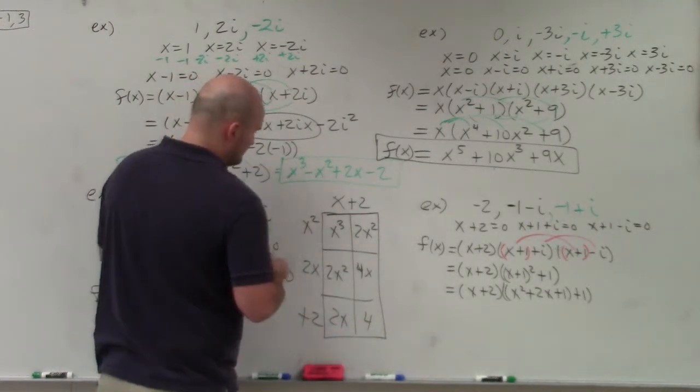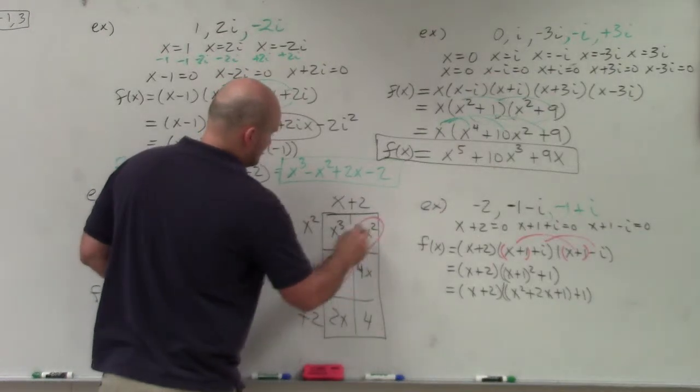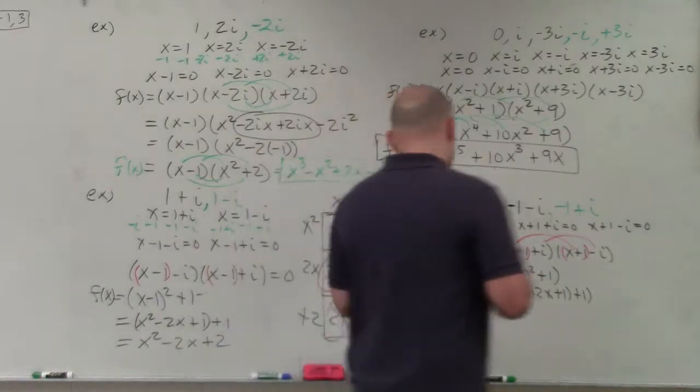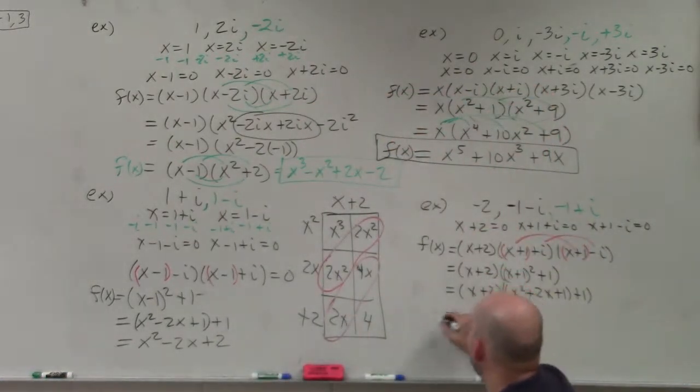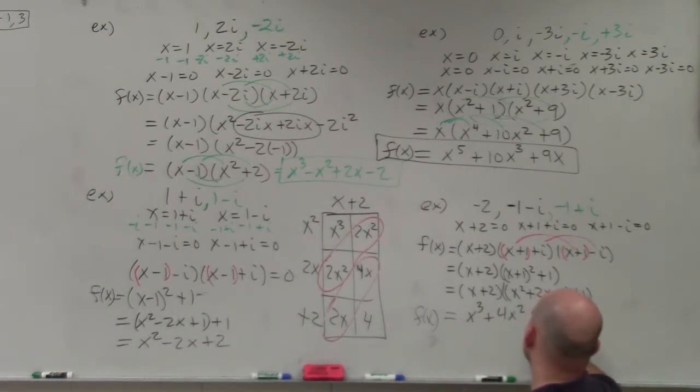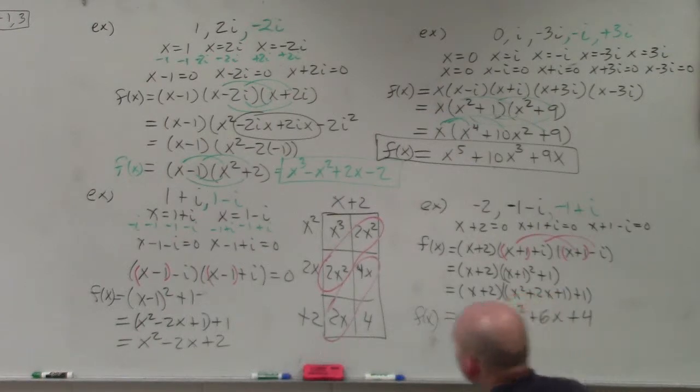So now I combine my like terms here. And what I have is f of x equals x cubed plus 4x squared plus 6x plus 4.